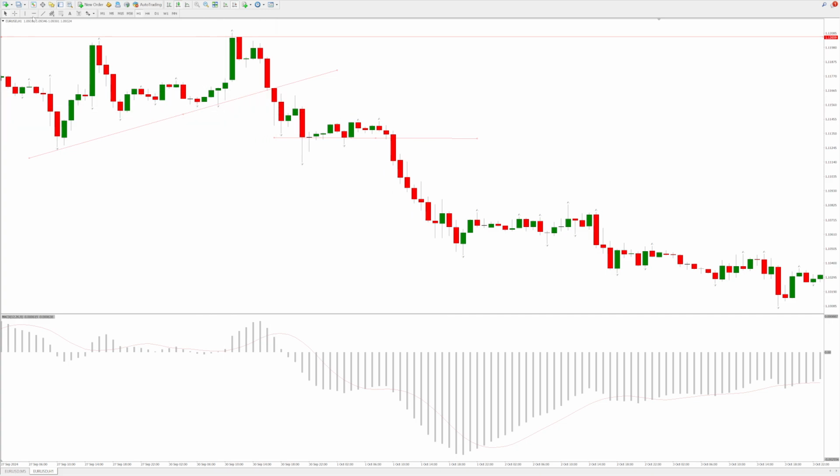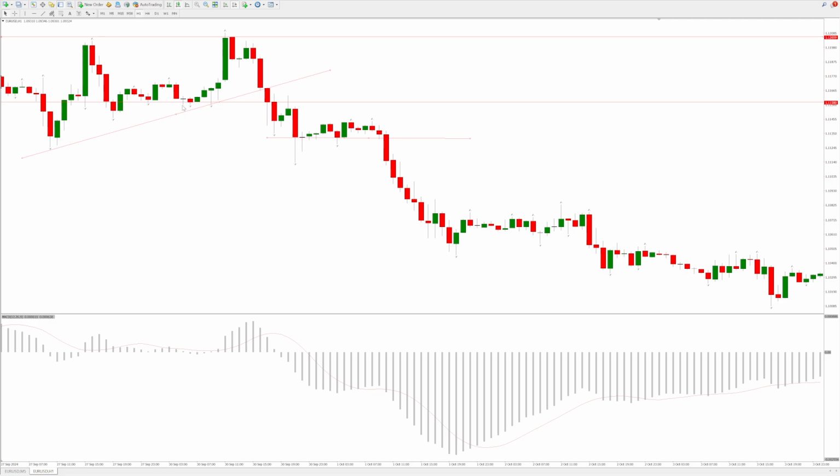You could in fact say there's a level of support here with the fractals 1, 2, 3, 4. There's a decent level of support, as you can see. Price did break through that and then it held up as resistance.